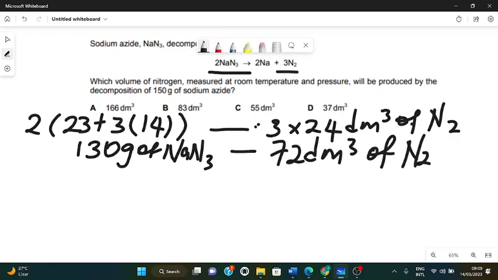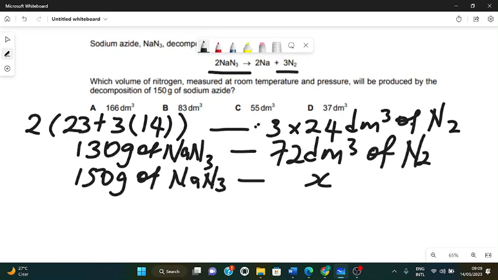Now you are asked which volume of nitrogen will be produced by decomposition of 150 grams. Just a simple proportion. So 150 grams decomposes to produce what volume of nitrogen? So you put X. What you have to do is cross multiply.